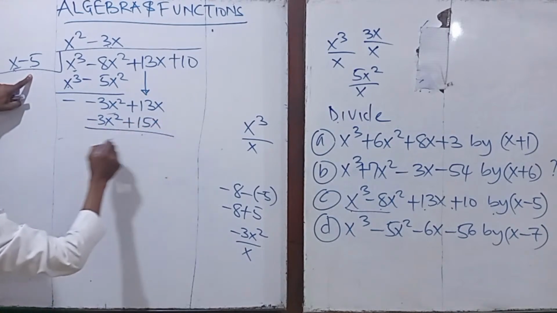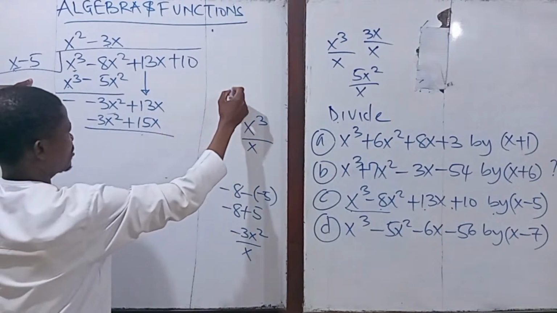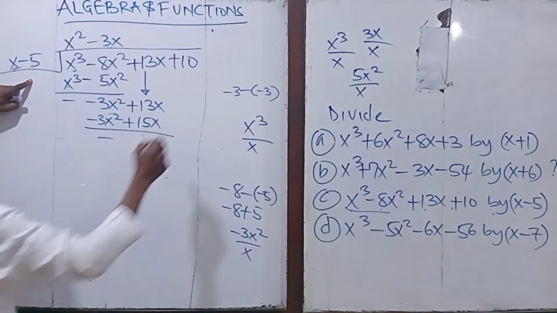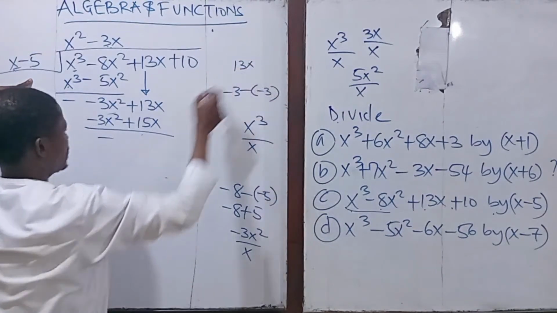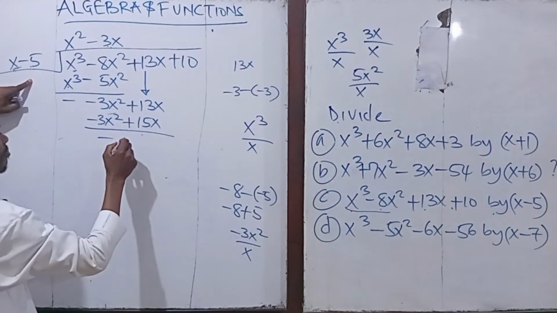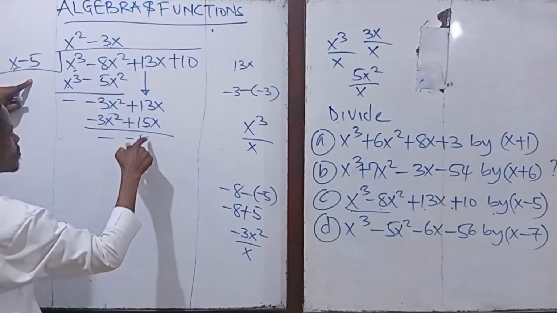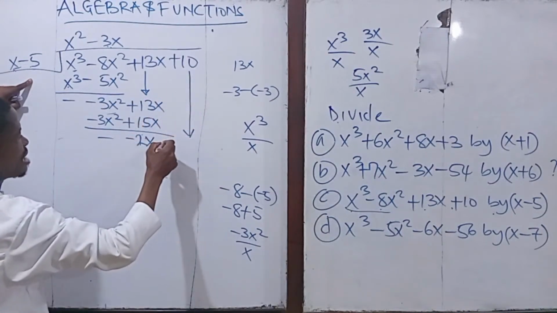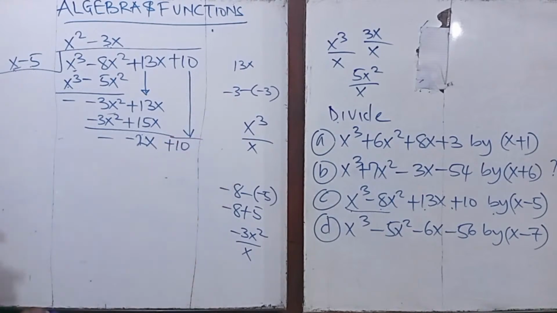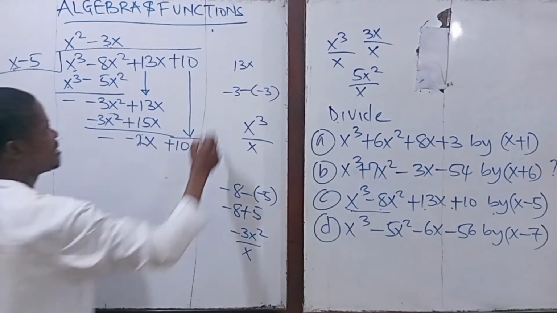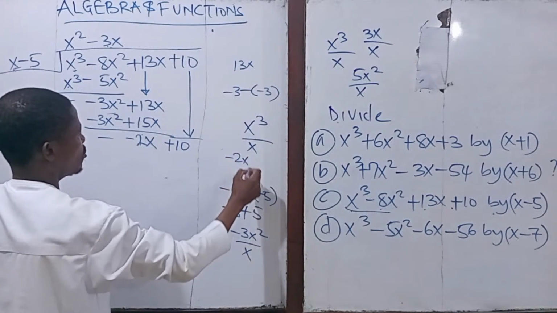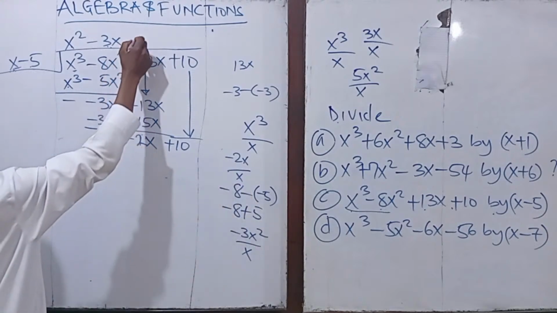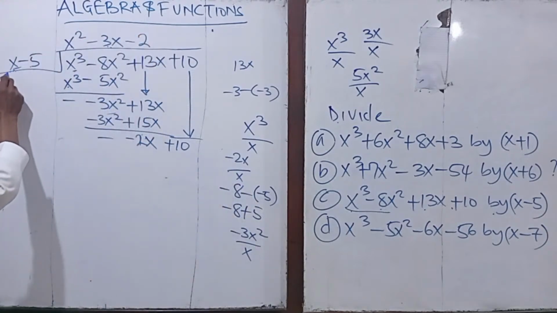Then you do your subtraction. You have minus 3 minus minus 3, so this becomes 0. And you have 13x minus 15x, that's minus 2x. Then you bring the next item down, that's a plus 10. Then repeat the process again. That's minus 2x over the first item here, so that's giving you minus 2. And then you use it to multiply this expression.